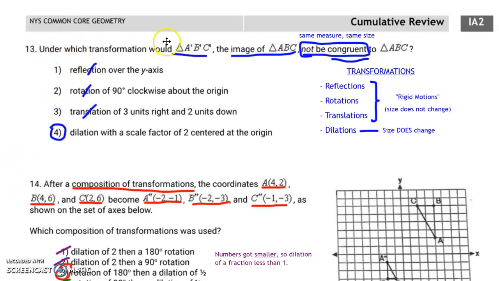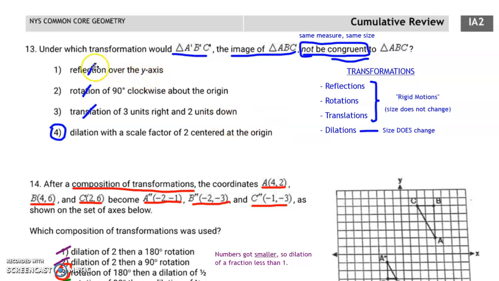Alright, for question number 13, it asks which transformation would turn this new triangle, the image of this pre-image, ABC, into something that is not congruent. Remember that congruent means same measure and same size, and all three of these transformations are rigid motions. Rigid motions means the size does not change. However, a dilation, you should think of your pupil in dark and bright light. A dilation means the size does change, like it's going to get larger or smaller proportionally.